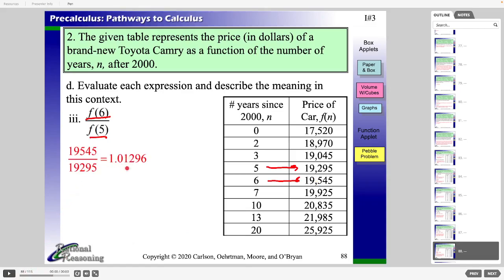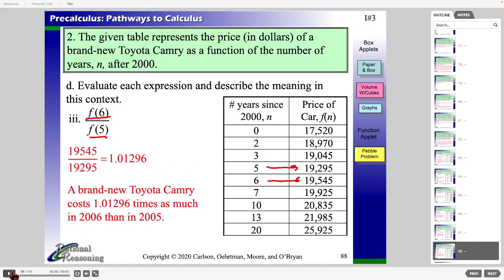So, yeah, 100% represents the part that stayed the same. So in 2006, it was 1.2%, actually maybe rounded to 1.3% more expensive in 2006 than in 2005. It's 1.102 times as much. Sure, we got that. We can turn it to a percentage, though.